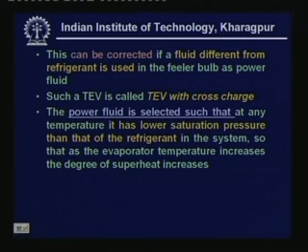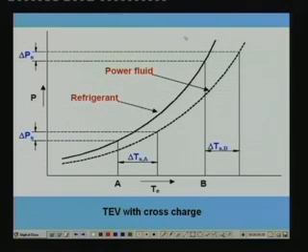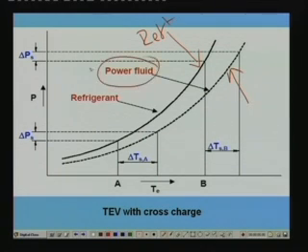The power fluid is selected such that at any temperature it has lower saturation pressure than that of the refrigerant in the system, so that as the evaporator temperature increases, the degree of superheat also increases. That means we use a different fluid. Okay. So this again shows the saturation curve. For example, this is the saturation curve of the refrigerant. And this is the saturation curve of, as you can see, the power fluid, right? And you can see that at any temperature the power fluid has a lower saturation pressure than the refrigerant.